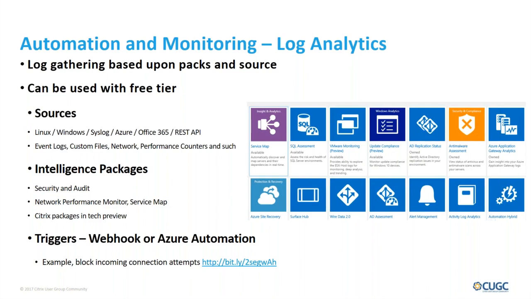So any time I had more than 5 authentication attempts from the same IP address, it would automatically create an action or a trigger in Log Analytics to run an Azure Automation runbook to automatically update my firewall rules on the virtual machine to block that specific IP address. So there's a lot of stuff you can do.